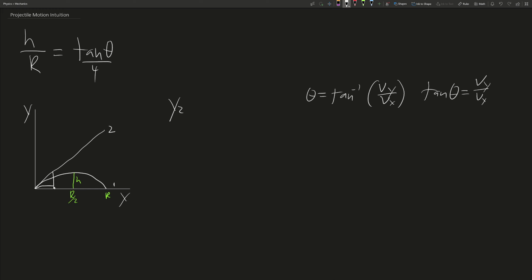Now, if we draw the vectors for those in here, we see that Vy and Vx are represented by these two vectors. So this is Vy, and this is Vx. We see that this is just the slope of the line, because Vy is the rise and Vx is the run, or change in y over change in x. So Vy over Vx here is equal to the slope.